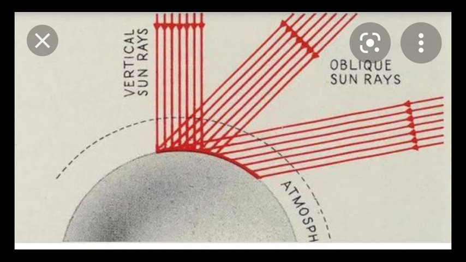But in the case of the winter season, the sun rays fall obliquely on the Earth's surface. So naturally the temperature reduces, decreases, drops. The angle at which sunlight strikes the Earth's surface is called the angle of incidence of sunlight on Earth.